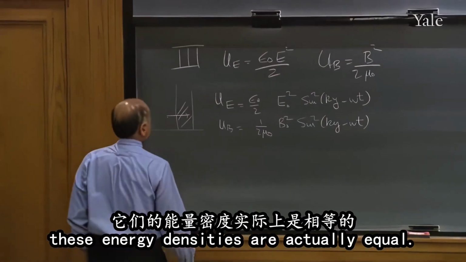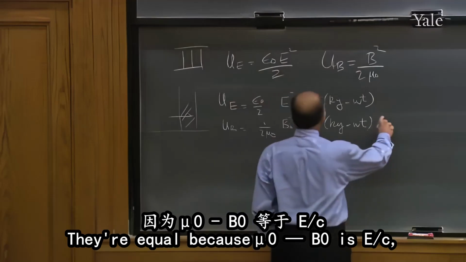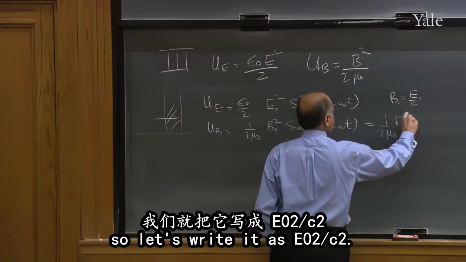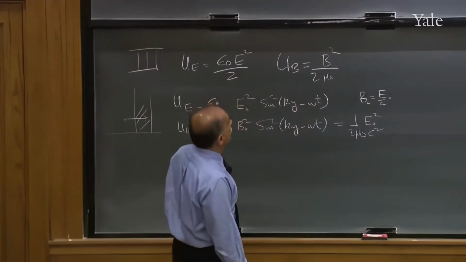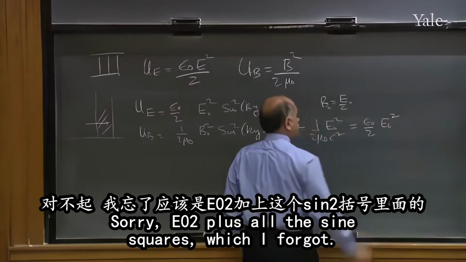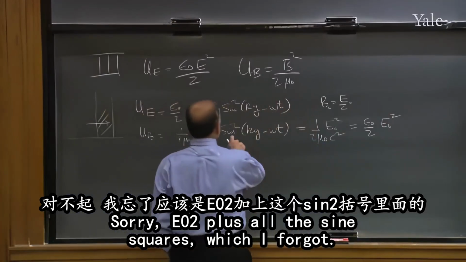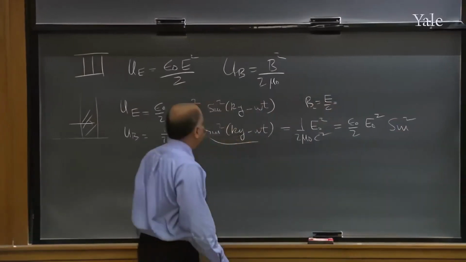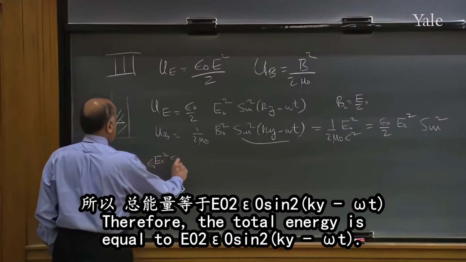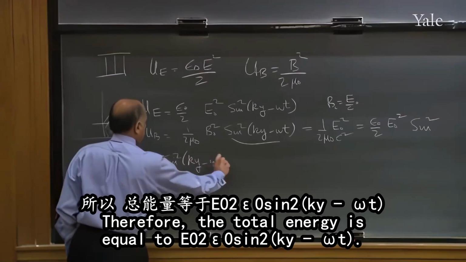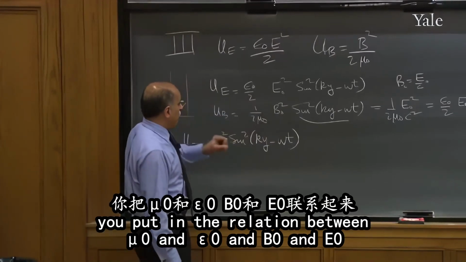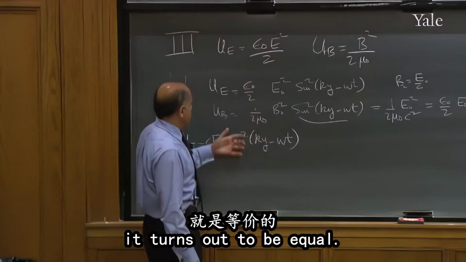I will now show you that these energy densities are actually equal. They're equal because in 1 over 2 mu 0, B0 is E0 over c, so let's write it as E0 squared over c squared. From the definition of the velocity of light in terms of mu 0 and epsilon 0, this is simply epsilon 0 over 2 E0 squared, sorry, E0 squared times all the sine squares, which I forgot. Therefore, the total energy is E0 squared epsilon 0 sine squared of (ky minus omega t). You get a half from this and a half from that. Even though the formula looks different, by the time you put in the relation between mu 0 and epsilon 0 and B0 and E0, it turns out to be equal.